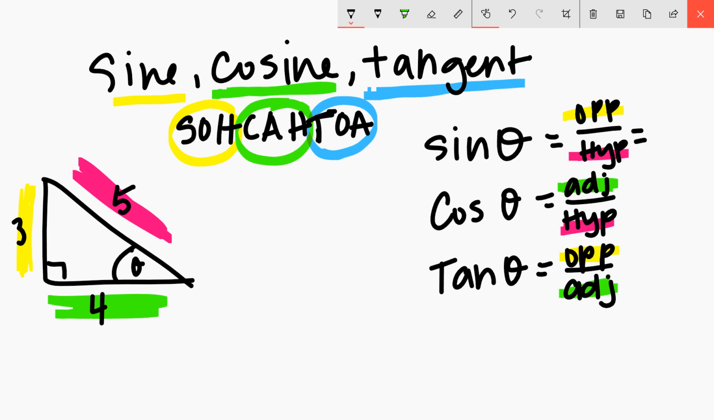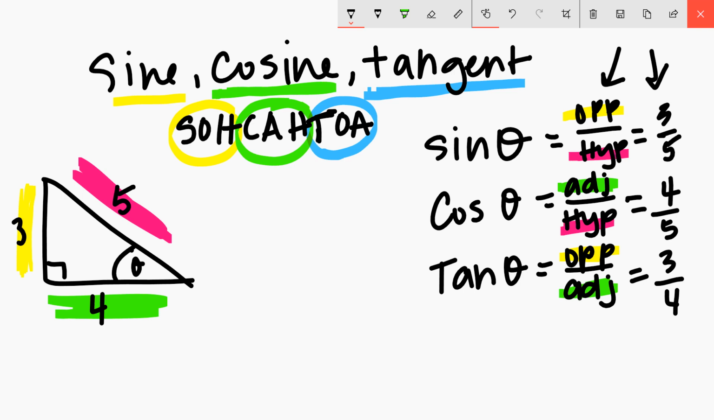So all I need to do is follow my colors. Opposite over hypotenuse is 3/5. Adjacent over hypotenuse is 4/5. And opposite over adjacent is 3/4. Very cool, right? Not always will we be asking for just these ratios, these fraction answers. Sometimes I'm going to ask you to solve for theta itself, solve for the angle measure. So let's take a look at that.